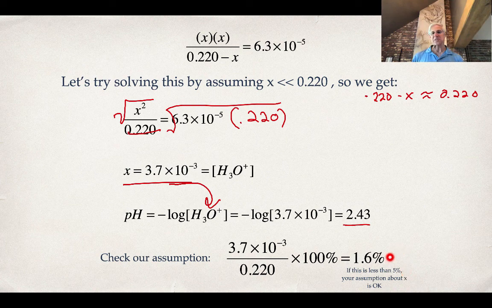If this had come out to be something like 7%, that means that this approximation would not have been valid, and we would have had to leave this x in that equation, gone through and solved the quadratic. We try to avoid that if we can. Generally, that doesn't happen if the Ka is fairly small. For Kas that are in the 10 to the minus 2, 10 to the minus 3 range, it can get a little bit iffy in there. Once you hit 10 to the minus 4, 10 to the minus 5, 10 to the minus 6, that assumption is pretty solid.